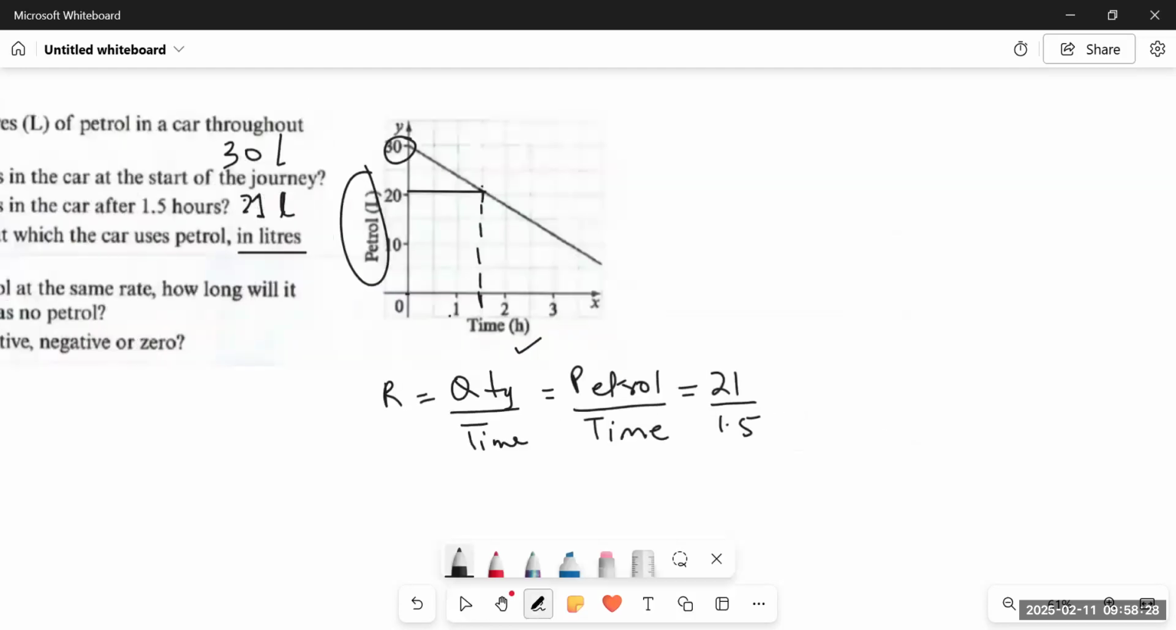Let's divide it now. To divide it, we will multiply both by 10. Since there is a decimal in the denominator, it becomes 210 upon 15.